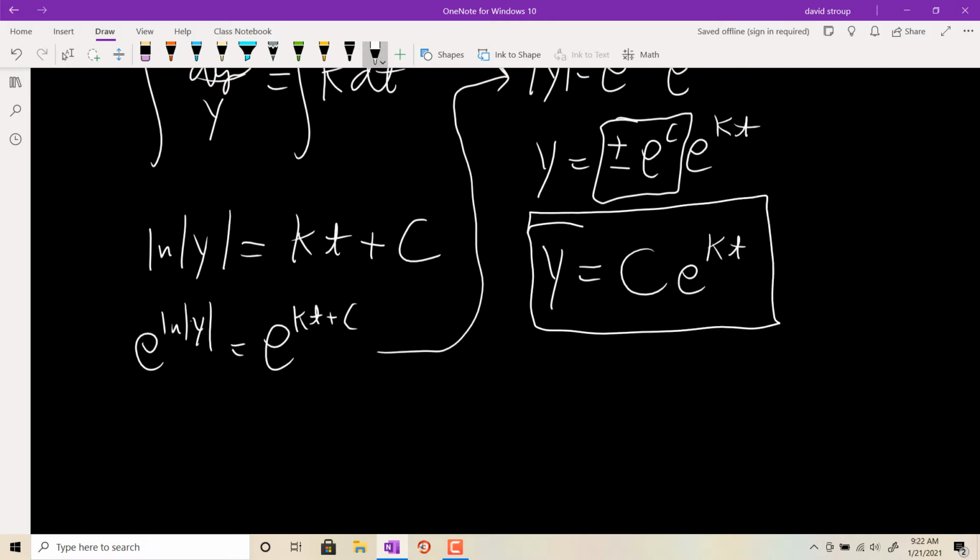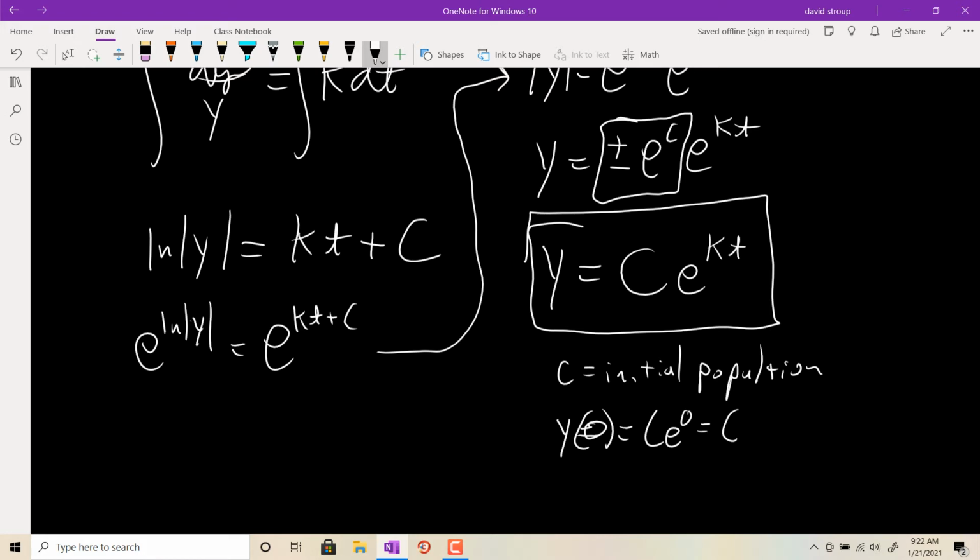So one thing to note about this, c is always the initial population. You could tell that by putting in 0 for t, right? So if you have y of 0, y of 0 equals c e to k times 0, which will be 0, which will equal c times 1. So the initial population is that c value. k is called the growth constant.